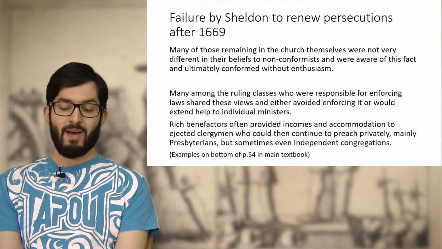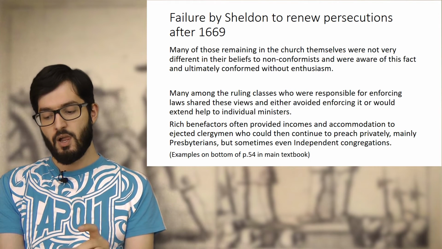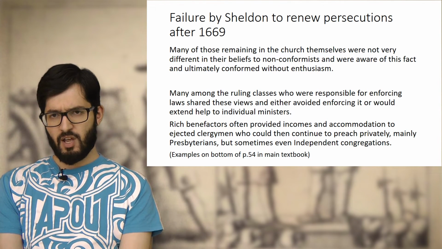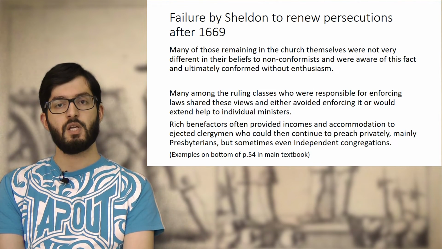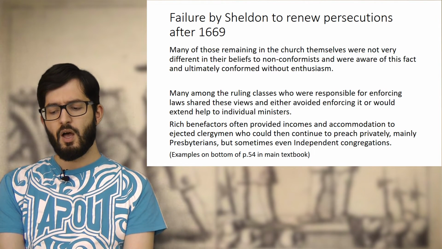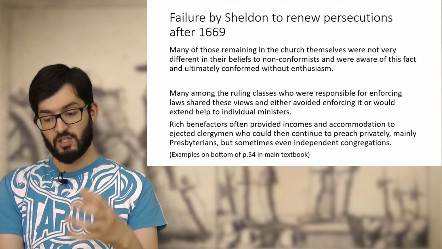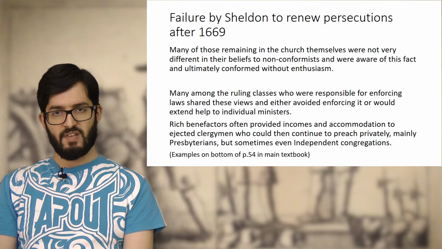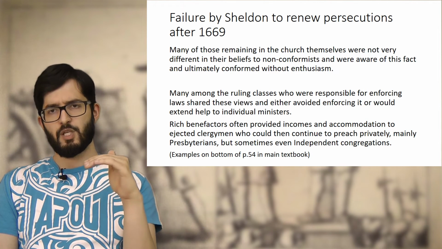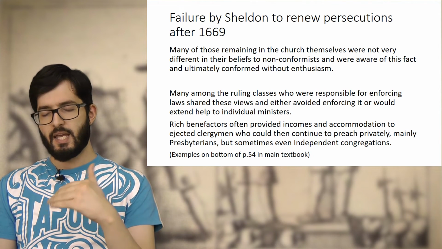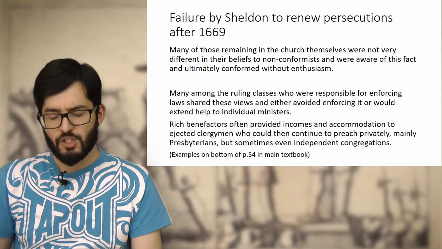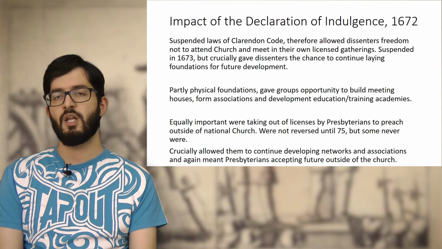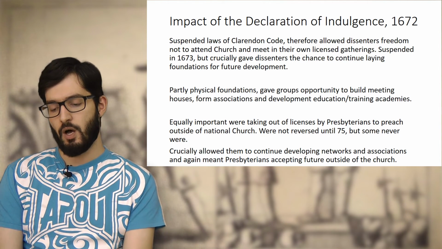You often, for example, also have rich benefactors providing incomes and accommodations to ejected clergymen to continue to preach privately for them, for their own private functions. This was mainly Presbyterian ministers, so a lot of the key Presbyterian ministers who were ejected often found private work fairly quickly due to these rich benefactors. But you also sometimes even had independent congregations being extended these privileges as well. And so there are quite a few different examples of ministers who are given these privileges. So I think in your textbook on page 54 at the bottom there's a few different examples of these rich benefactors giving positions to ejected clergymen as a result. And so you find this point that people just simply were not keen on enforcing this uniformity, and so it was difficult to actually renew that persecution, even though men like Sheldon wanted to continue it after 1617.